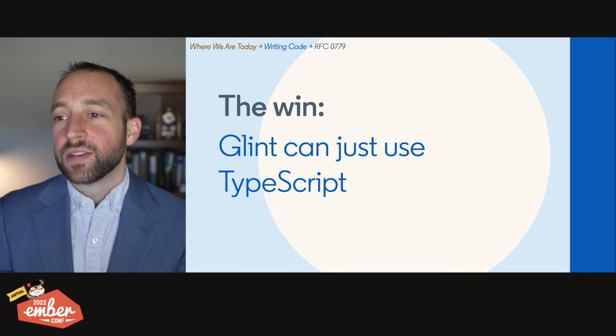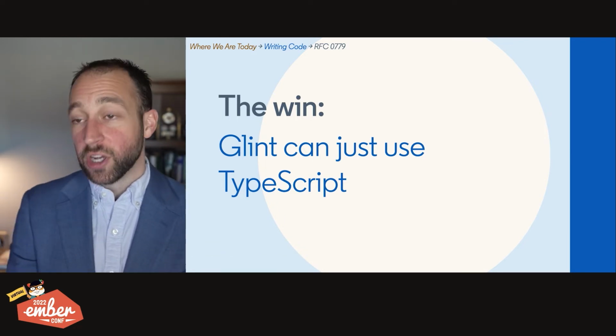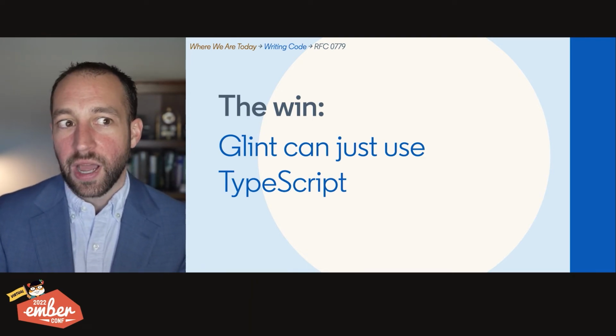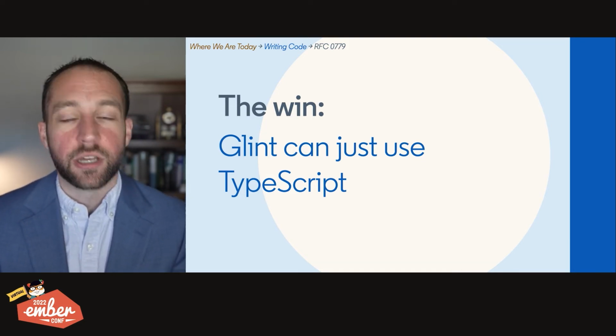But for TypeScript users, there's an added benefit, and that is that Glint, our type-aware template system, doesn't have to reinvent the world. Previous language servers for Ember have done really great work, but they've had to do that with heuristics. What is this component? I have some guesses, but I don't necessarily actually know. What is this helper? Same deal.